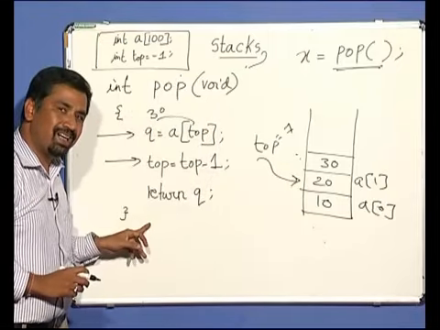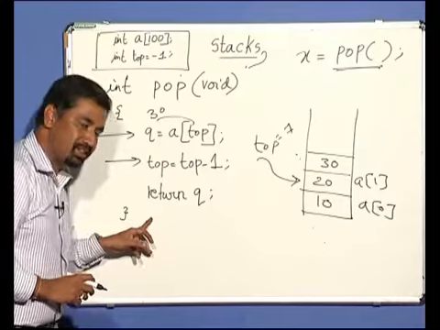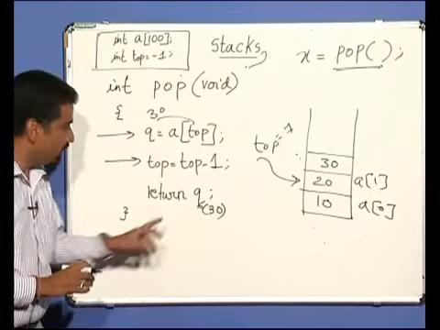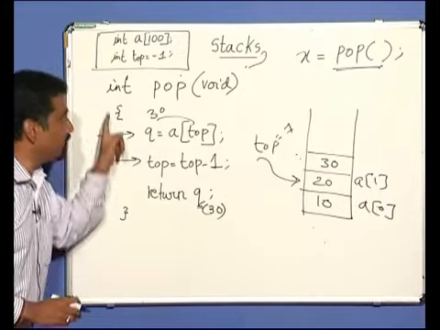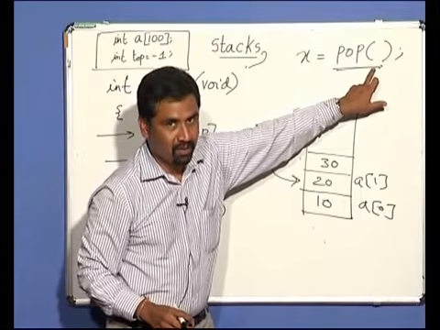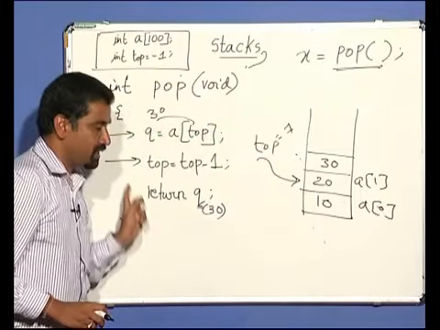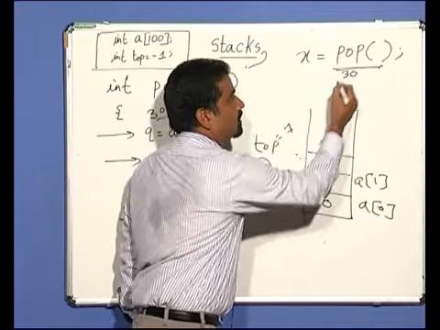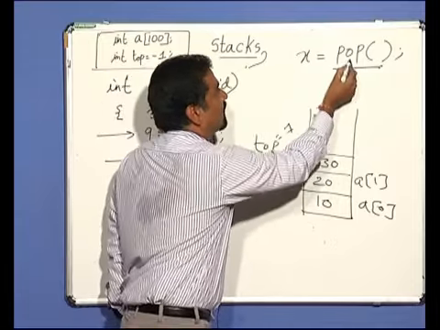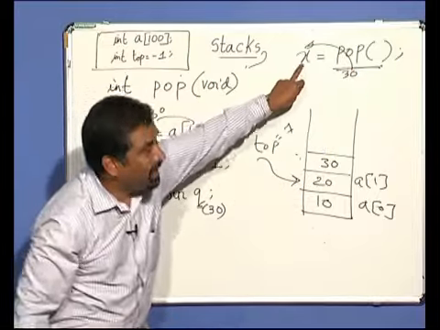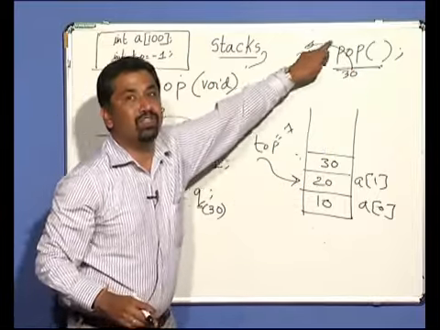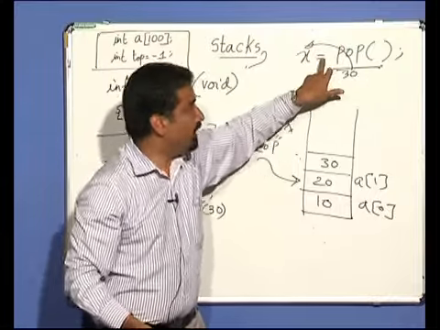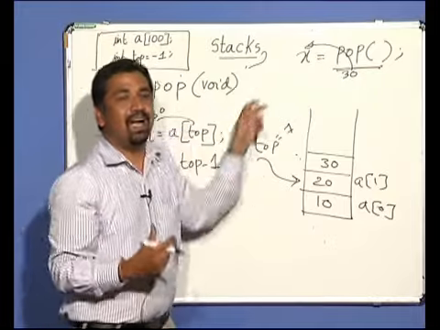Look at the third statement. That is the end of the function. That is, it returns Q. What is the value in Q right now? 30. 30 gets returned. So where does the return value go? The function call has come from here, so whatever is returned by this function goes back to the function call. So 30 gets returned here, and ultimately that 30 gets copied into the x variable in the original function call. So if you write code like that, x is equal to pop, what will you get in x? Whatever was there on the top of the stack.